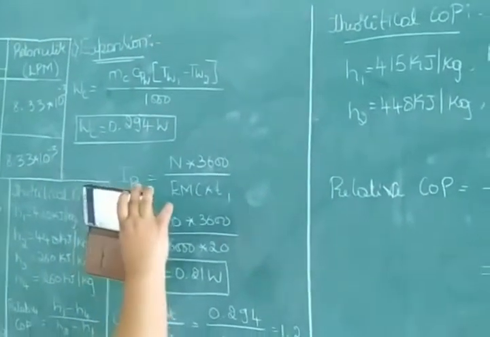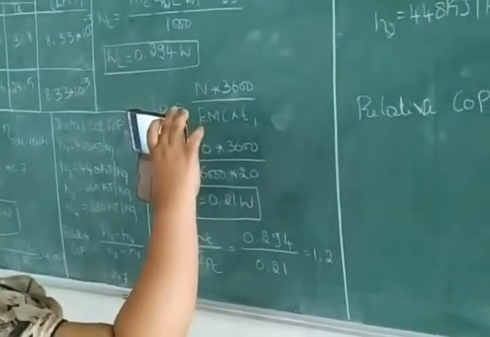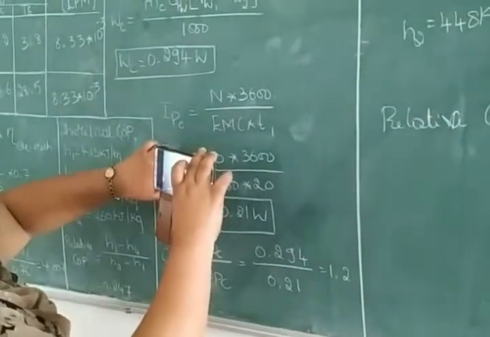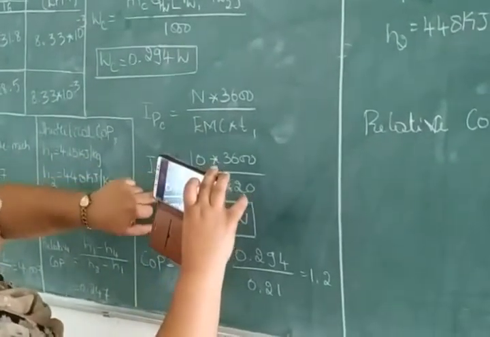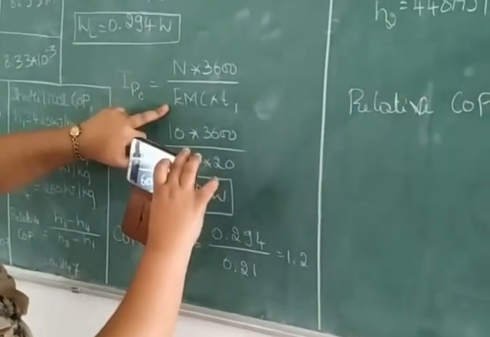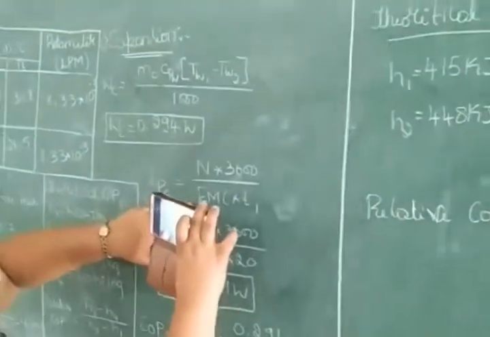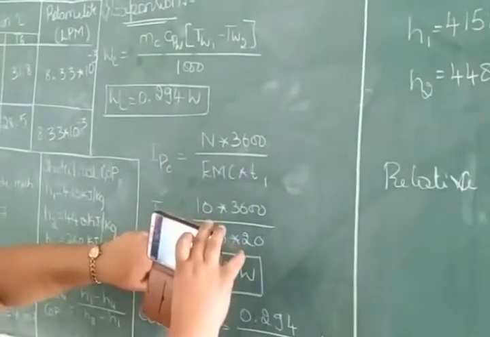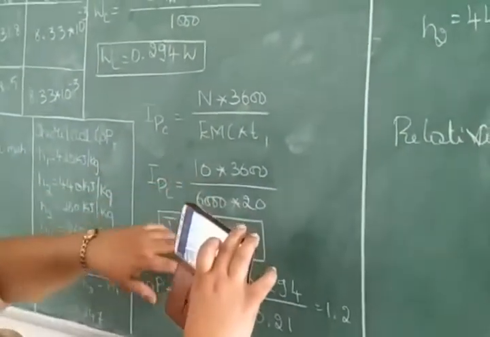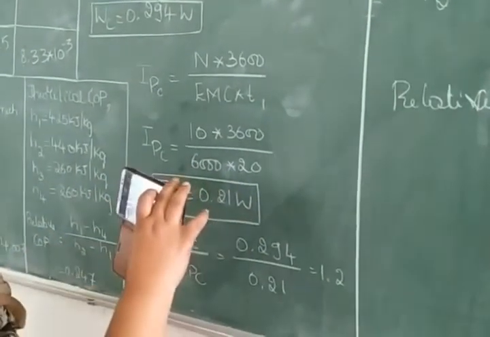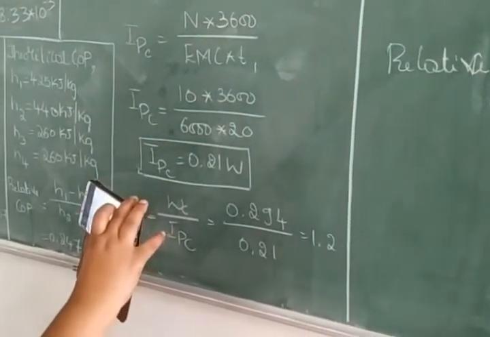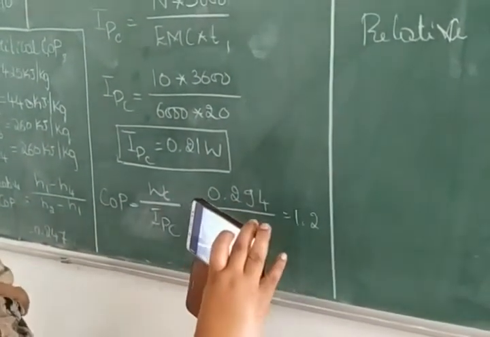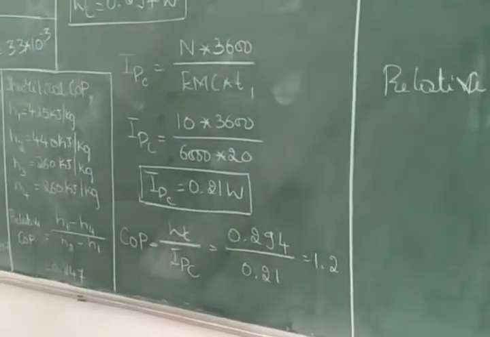Then IPC is given by N into 3600 by EMC into T1. This is N, number of counts that we have taken, 10, into 3600 by EMC. This is the constant, energy meter constant we call it. EMC stands for energy meter constant. So there is a constant which is 6000 into the time taken. We get this. So COP is equal to WC by IPC, that is work done by input, which gives us 1.2. This is for the expansion.